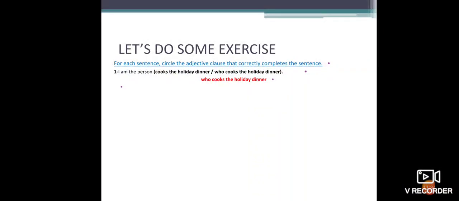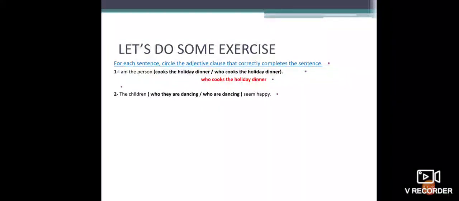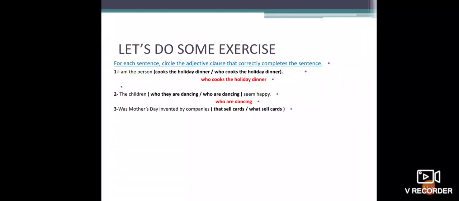Let's move to number 2. The children who they are dancing or who are dancing seem happy. What's the correct answer? Yes, that's correct. Who are dancing. Let's move to number 3. Was Mother's Day invented by companies that sell cards or what sell cards? Yes, the correct answer is that sell cards.